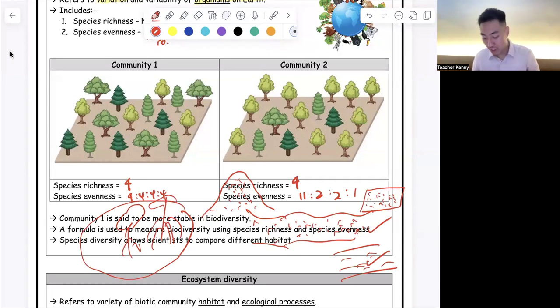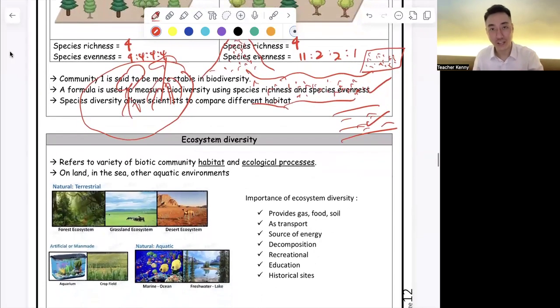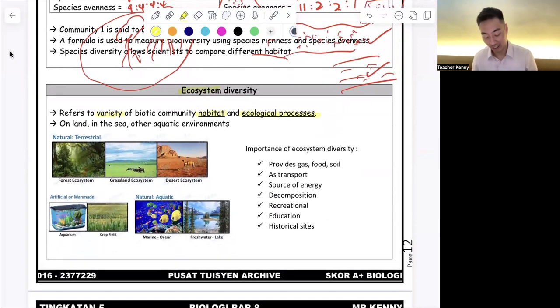Okay. So you see, the last part, if you want to add to diversity, then a country will consider that you need to have a very high ecosystem diversity. It is basically the variety of your habitats and a variety of your ecological processes: water cycle, carbon cycle, nitrogen cycle, phosphorus cycle, all these processes. The more processes you have means you have a lot of organisms that depend on each other, right? Whether on land, on sea, or in other aquatic environments.